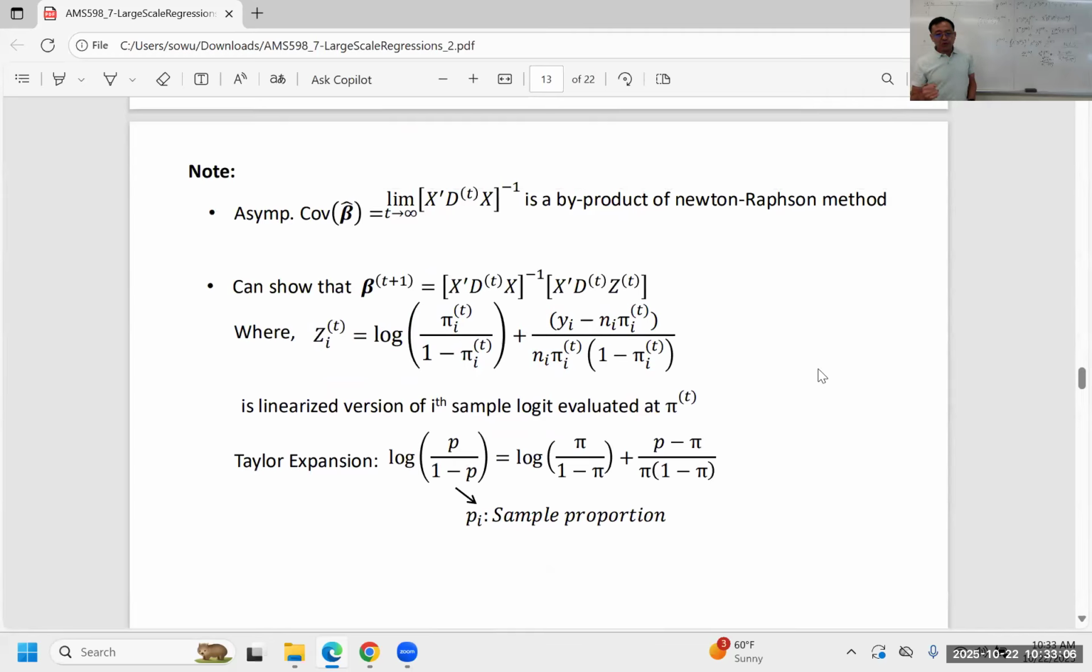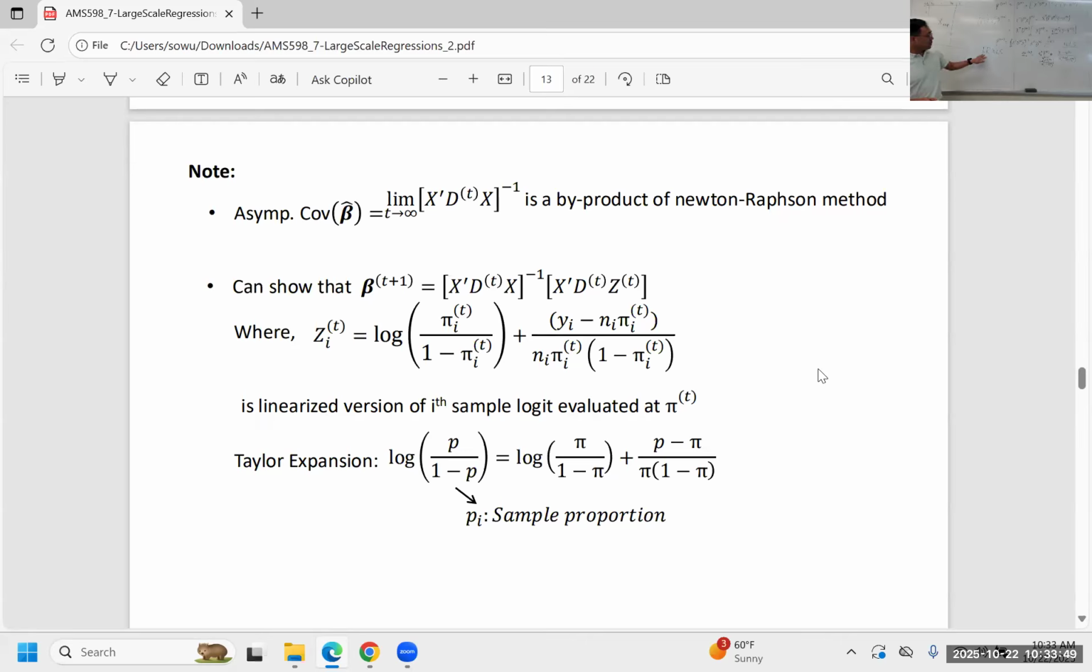So what you do here essentially is, at every single step, z is regressed on x with the weight dt. That's how the whole thing works. The algorithm for solving logistic regression also has another name. It's called IRLS, iteratively reweighted least square.